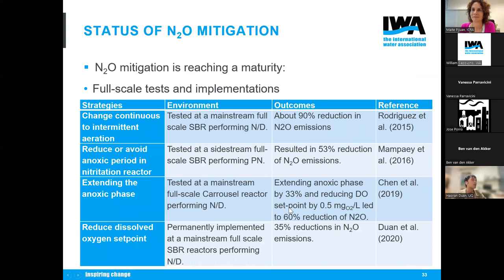As I said, there have been a lot of mitigation strategies proposed and developed. And in recent years, many have now been tested and demonstrated at full scale. I'm showing some examples here. Like the first one was actually carried out by MIT's group. They changed continuous aeration to intermittent aeration at a full-scale SBR plant and resulted in 90% reductions in N2O emissions. And the mechanism is from multiple pathways.